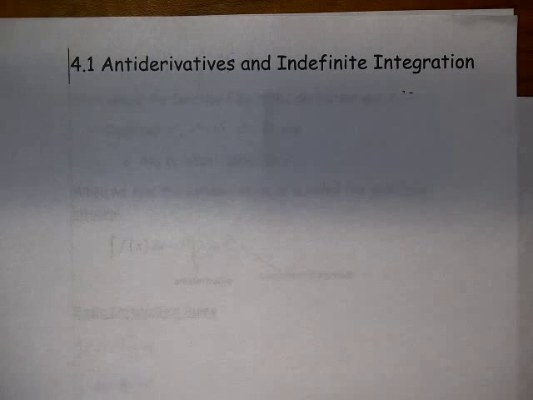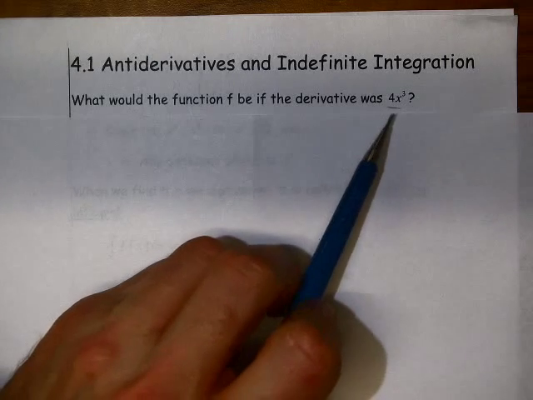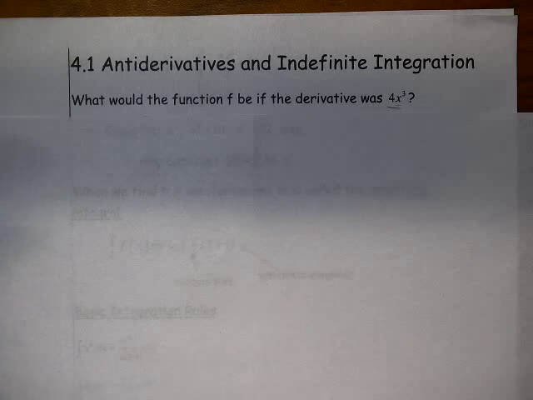So we're starting up chapter 4, the first section. We talk about antiderivatives and indefinite integration. Really what we want to get to in this section is thinking about reversing the derivative. So we're going to start off thinking about, if the derivative of a function was 4x cubed, what would the function be?